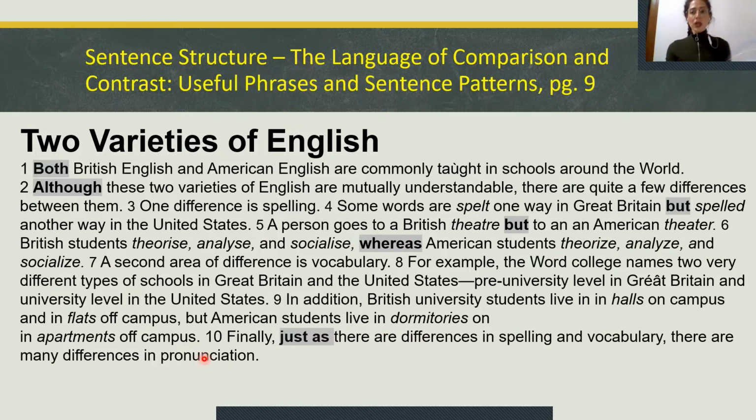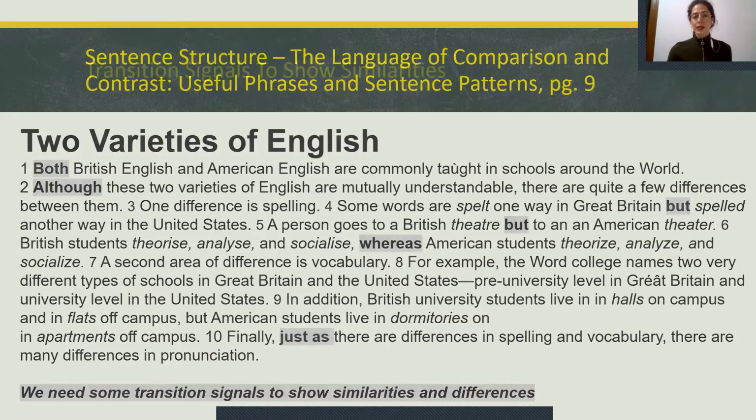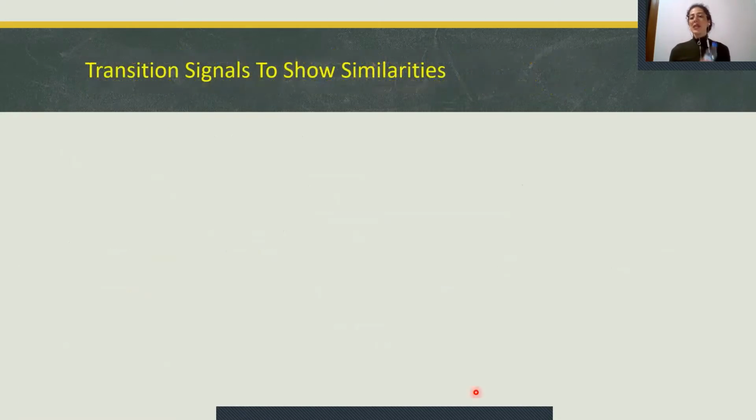Okay, I will learn about them in detail. As you can see from the other examples we have talked about so far, we need some transition signals to show similarities and differences. You can call them linking words, or structure, it doesn't matter what you call them. Transition signals to show similarities. First, let's look at the similarities.